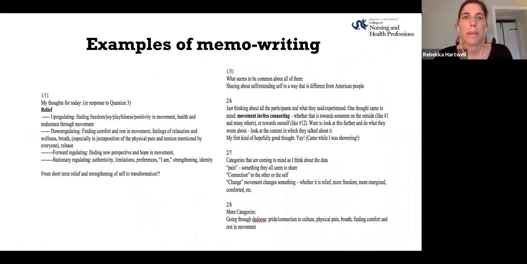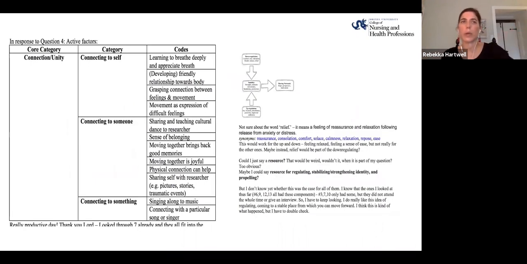And then here are some examples of my memos. Whenever I had a thought, I would write it down. But in the end, I actually did put everything onto one document. I kind of tried to have it all in one place so I could go back into it. So you can see my thoughts for today, or what seems to be common here, categories that are coming to mind. So kind of just me wrestling a little bit with the data. And then some more, starting to think about core categories, diagramming a little bit, really wondering about what this all means.